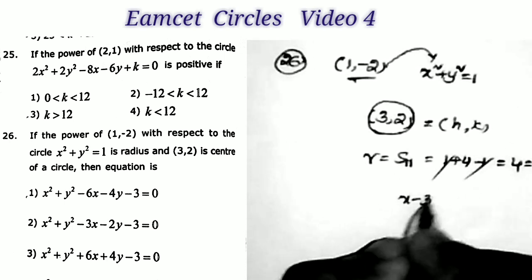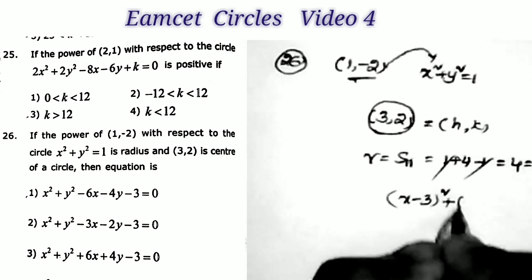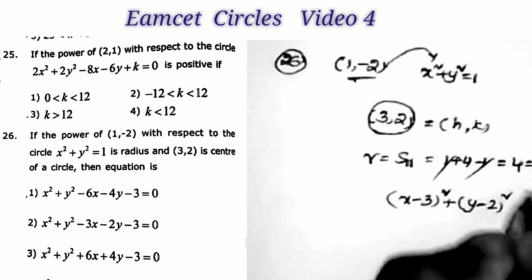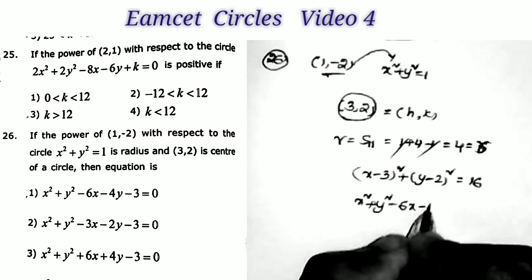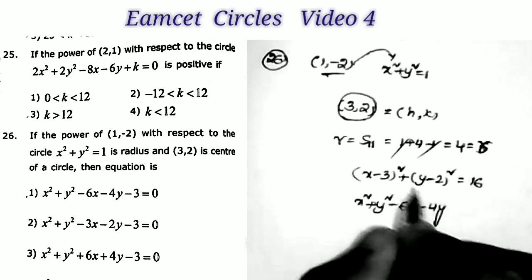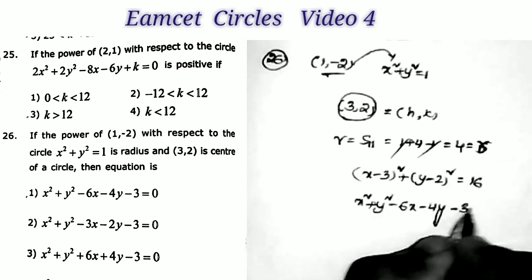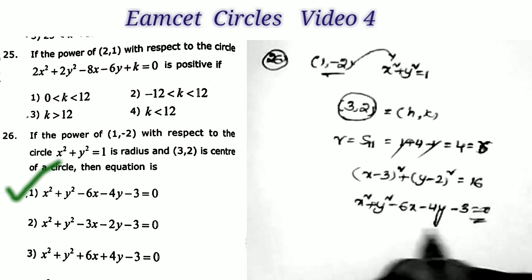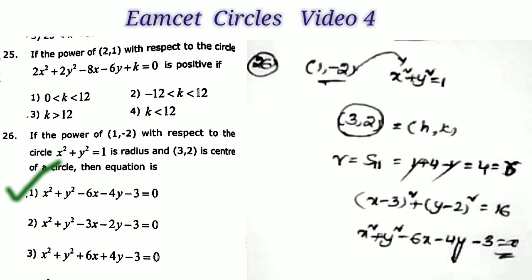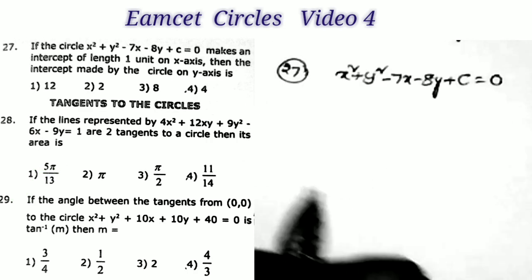x minus h whole square plus y minus k whole square is equal to r square. That is x square plus y square minus 6x minus 4y plus 13 minus 16 is equal to 0. That is minus 3 is equal to 0. And that is the first option. That's all. The next question.